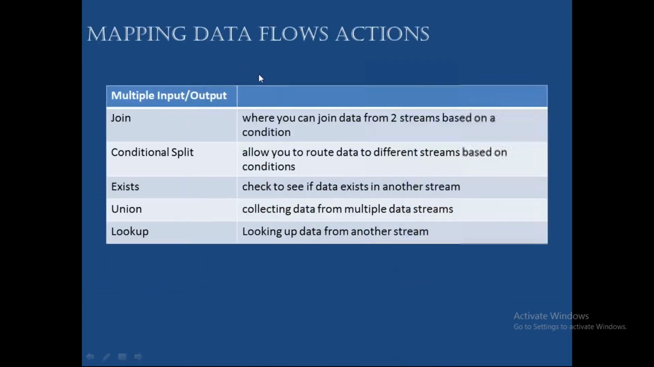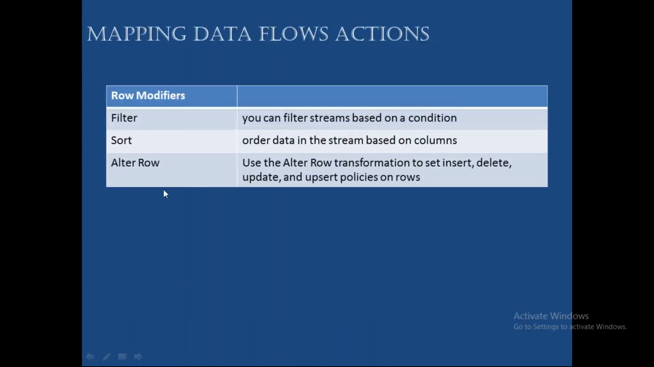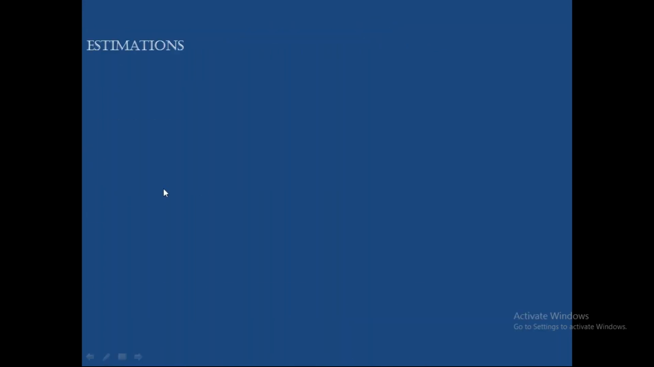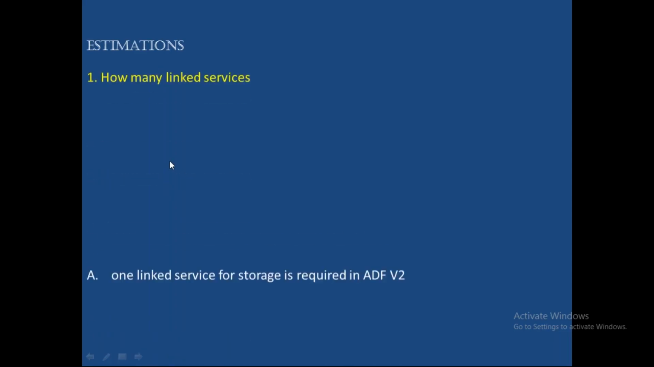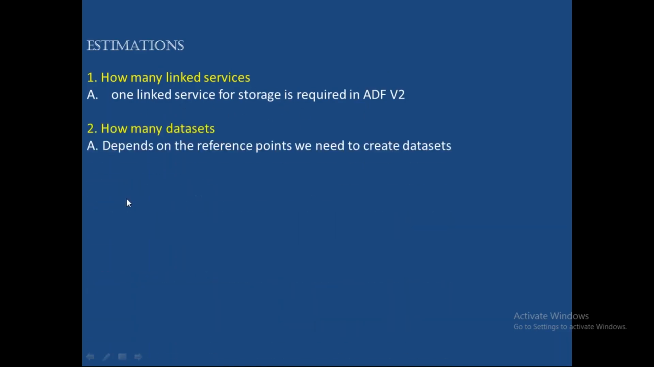Next, mapping data flow actions. I'm going to use conditional split again. I am not going to use anything else because we already discussed almost all these things except pivot and unpivot. Next, connections. I'm going to use only Data Lake Storage Gen2 today, and I'll create multiple datasets as per requirement.